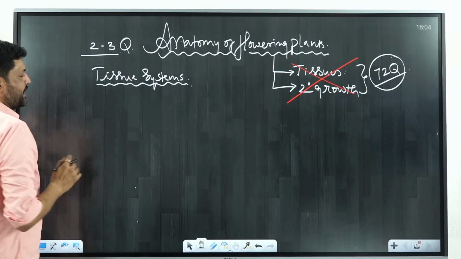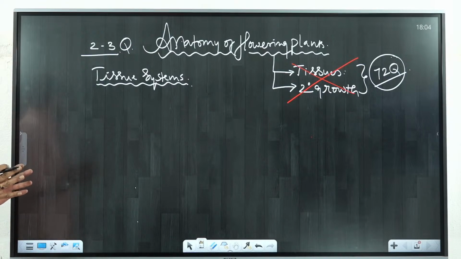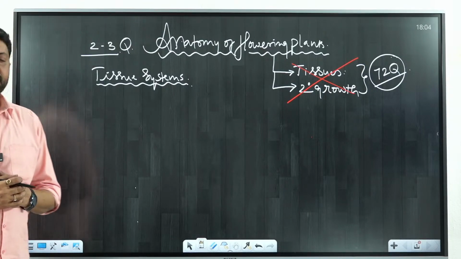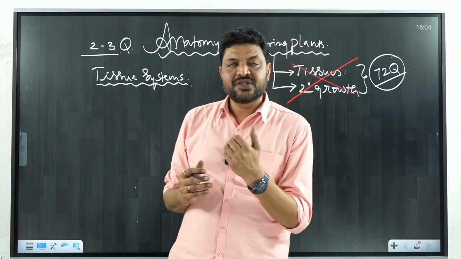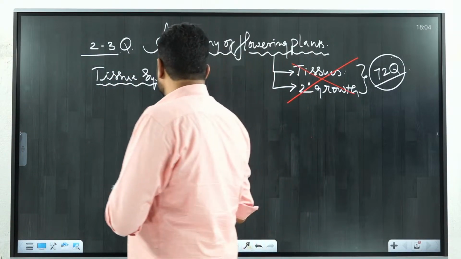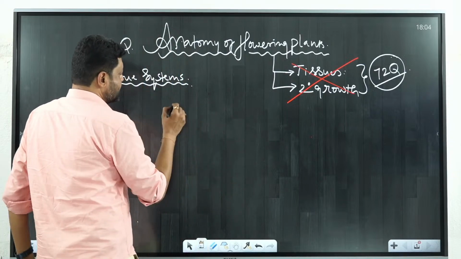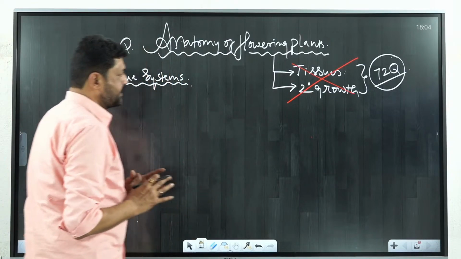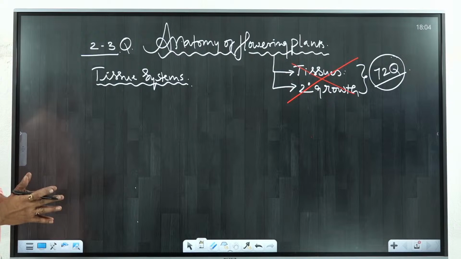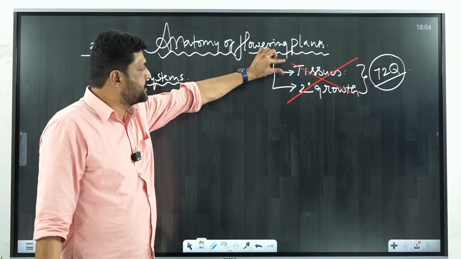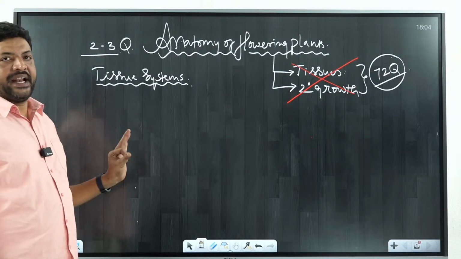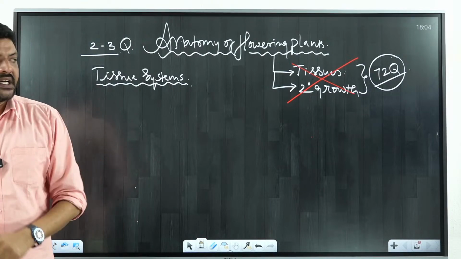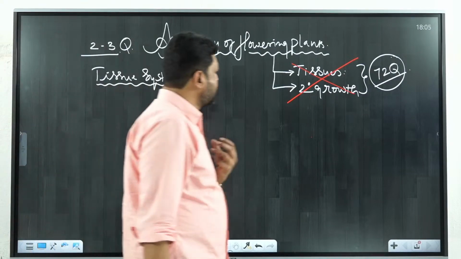Three types of tissue systems are there. We know very well: the first is the epidermal tissue system, the second is the ground tissue system, and the third is the vascular tissue system. We will discuss these 3 tissue systems. But before that, you should know the reason why the secondary growth is deleted from this anatomy. Some of you may have that query or doubt.